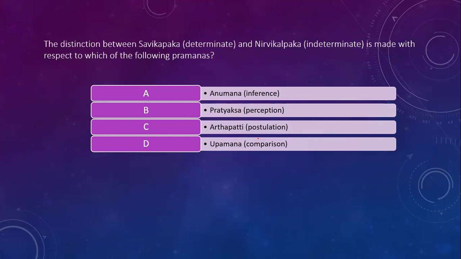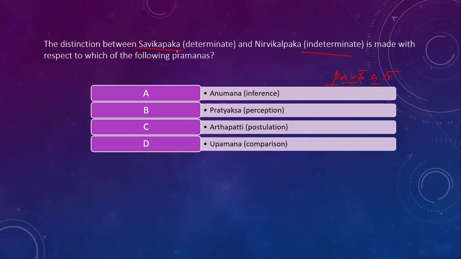The distinction between savikalpa, determinate, and nirvikalpa, indeterminate, is made with respect to which of the following pramanas? Savikalpa and nirvikalpa. We knew pramanas such as pratyaksha, anumana, upamana, shabda, arthapatti, anupalabdhi. So which of the following pramanas have this distinction, savikalpa and nirvikalpa? We know what it is.